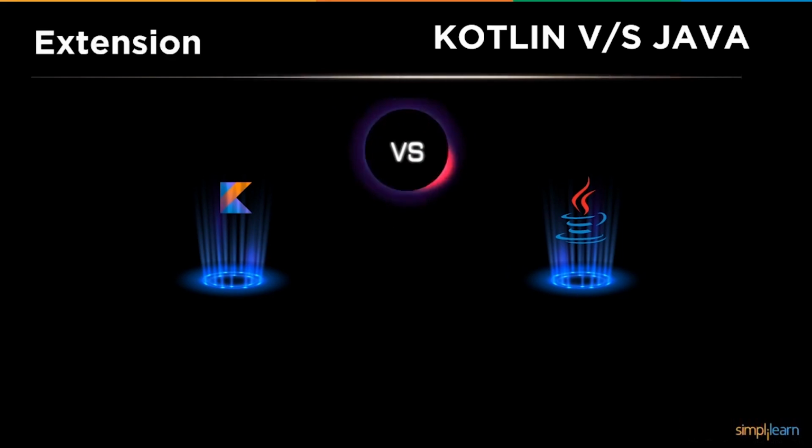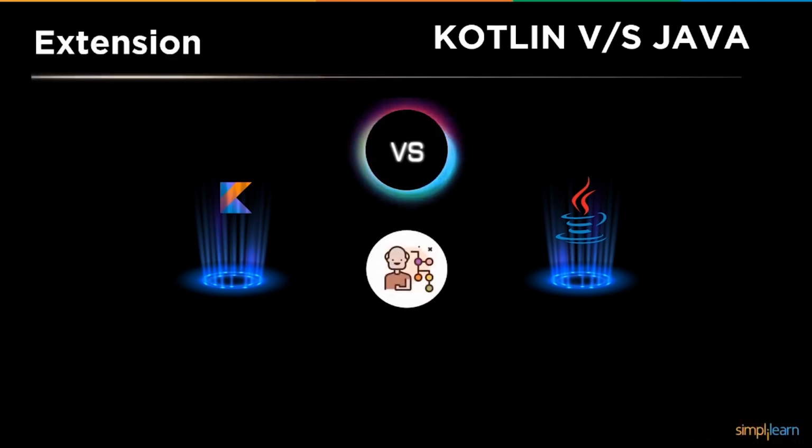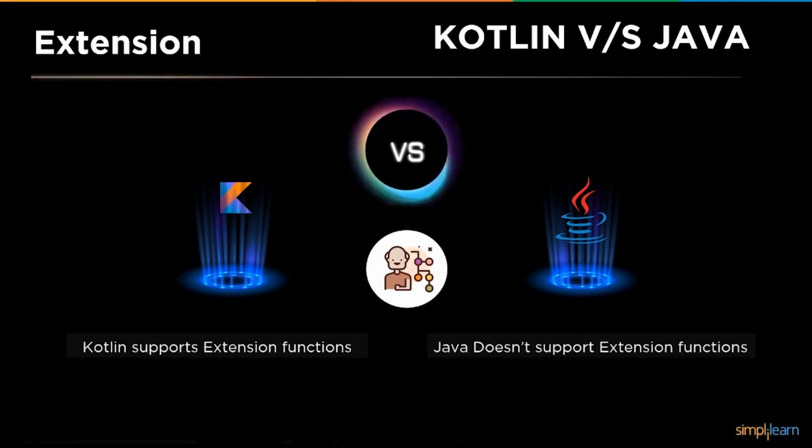After this, we have the extension functions. Kotlin provides developers the ability to extend existing classes with new functionality. We can create extension functions by prefixing the name of the class to the name of the new function. While on the other hand, in Java, if we want to extend the functionality of an existing class, then we need to create a new class and inherit the parent class. So extension functions are not available in Java.